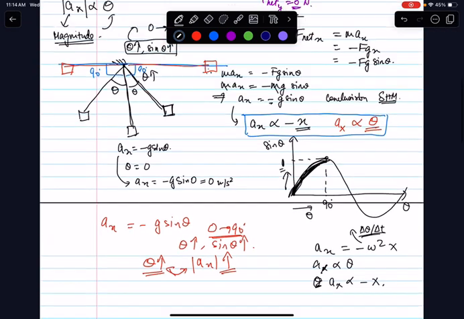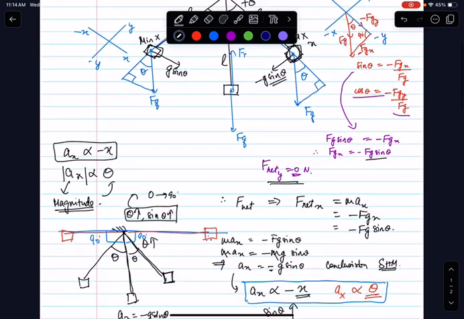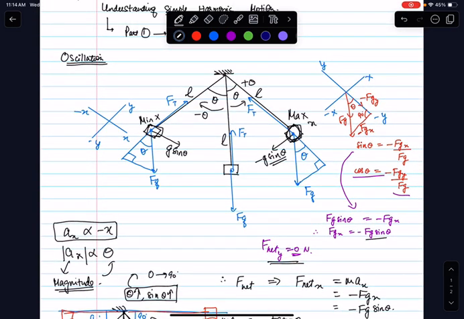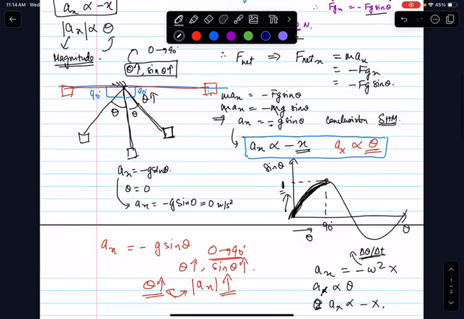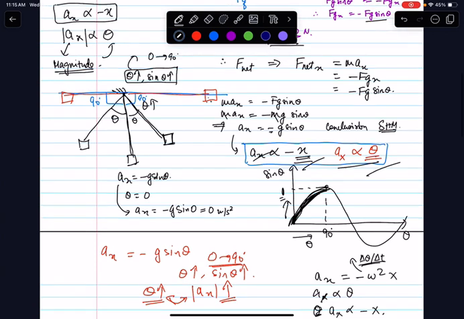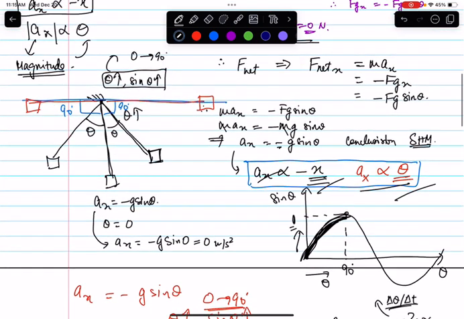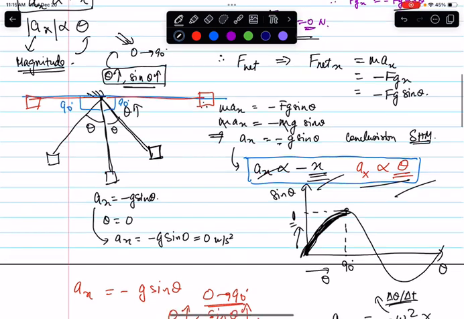Okay, so that's all. In summary, we looked at pendulum motion, we analyzed the free body diagram, and the main intuition we got was that in simple harmonic motion, acceleration is proportional to negative x, and acceleration in the x direction is proportional to some form of theta. The main thing you need to remember is that in this case, if theta rises, sine theta rises. So this only happens from 0 to 90 degrees. As we can see, this is 90. This is the only time it can happen.